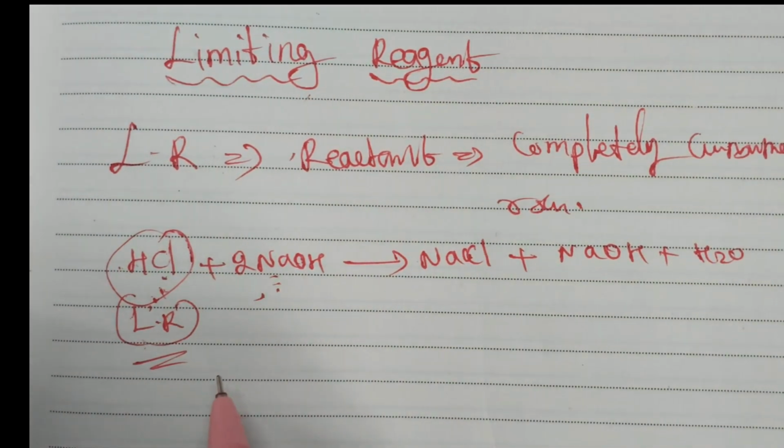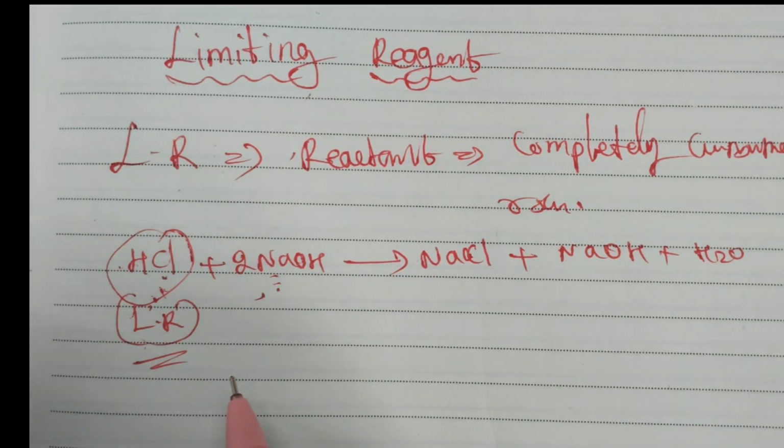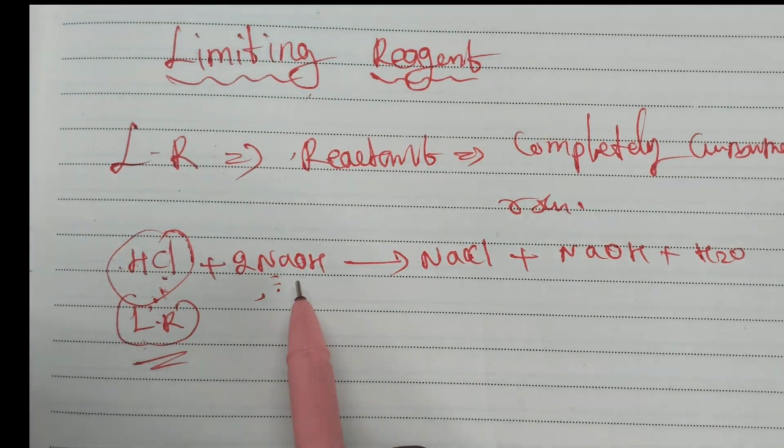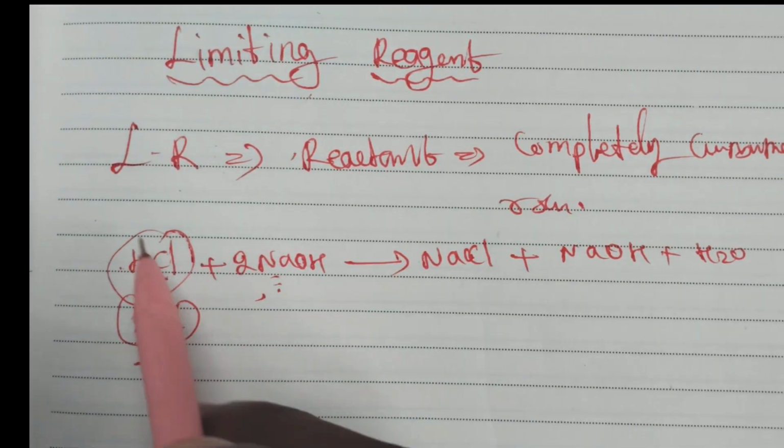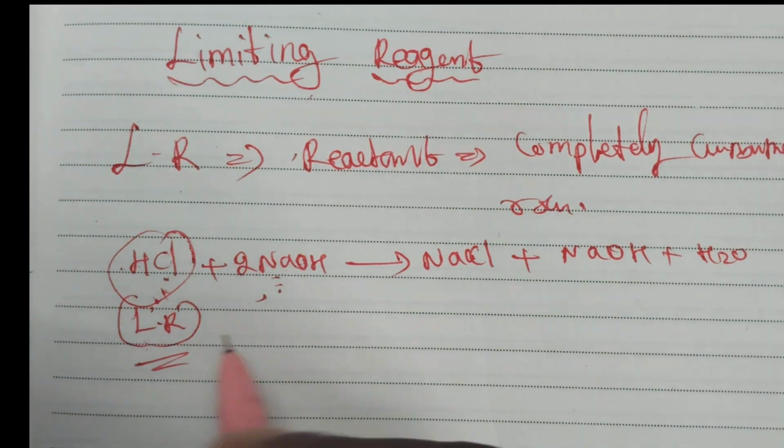Okay, so this is a very simple, basic point of view that I am telling here. There is HCl and 2 moles of sodium hydroxide giving 1 mole of sodium chloride, with HCl as the limiting reagent. Okay, so the formula is there.